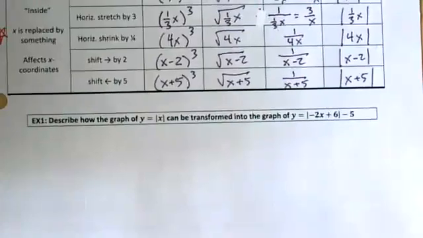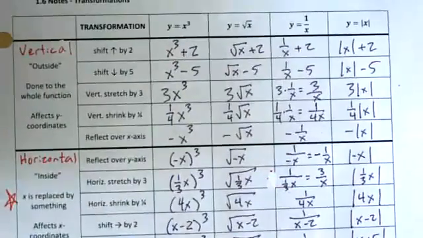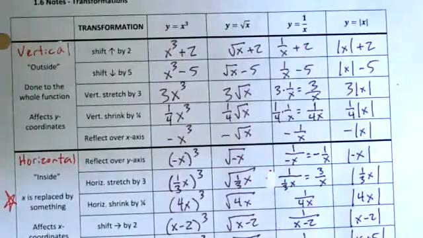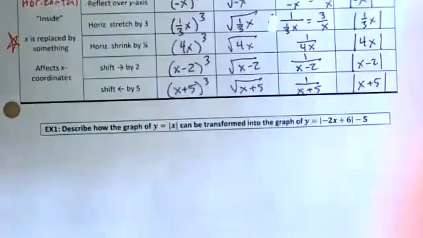So I'm going to show you how this is going to work. The two important things I want you to keep in mind are this. When we do something vertically, we have to do it to the entire function. Keep that in mind, to the entire function, everything that's there. And when we do something horizontally, we only do it to the x. We pull the x out, we do something to it and then put that back into the function that was there. So let's do this.